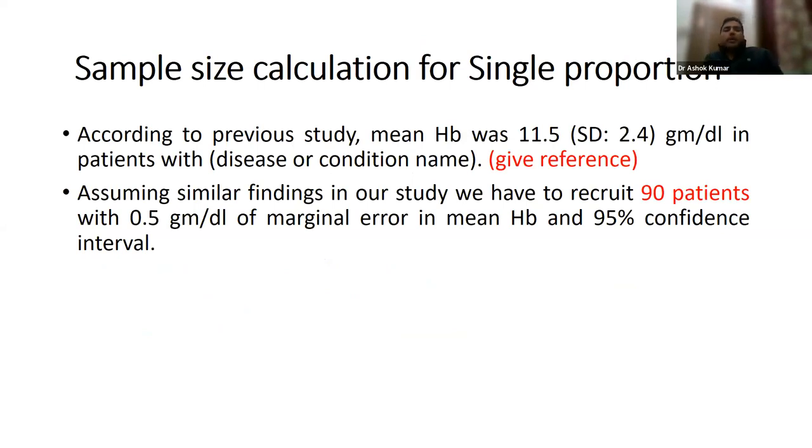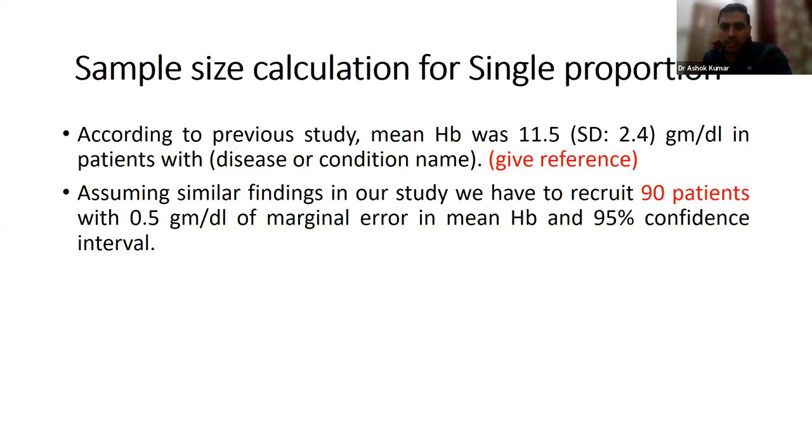According to previous study, we can write down according to, like we can write down the first author name here, there is no problem. According to Kumar et al. Okay, we can write down here mean HB, mean creatinine, mean systolic BP, mean. This is for quantitative. Oh, sorry.